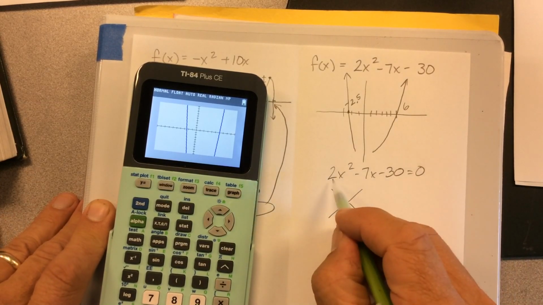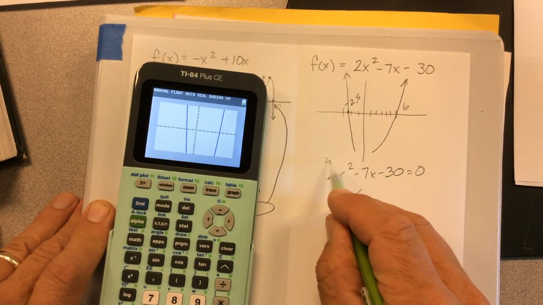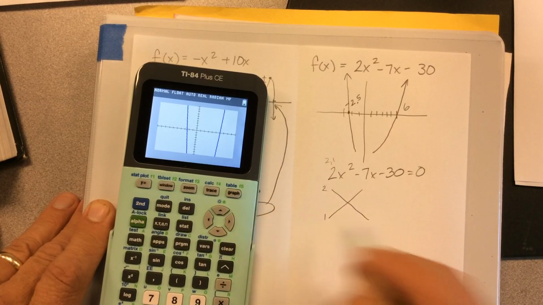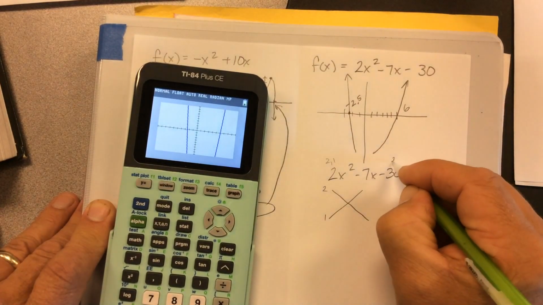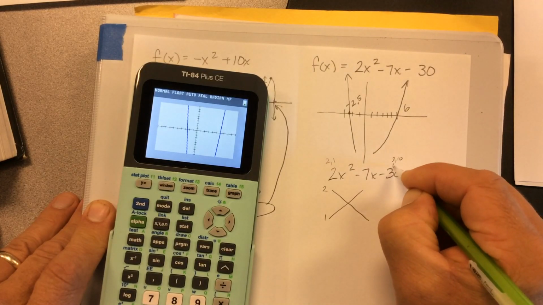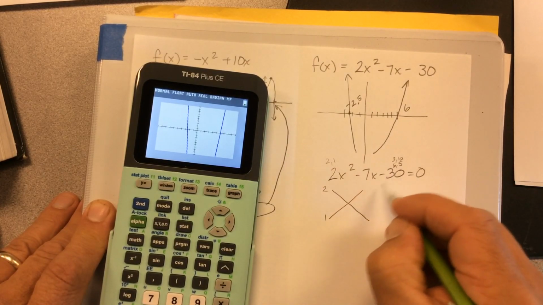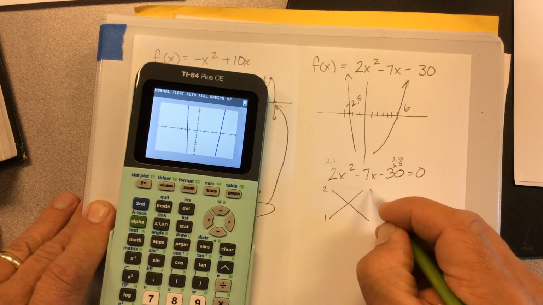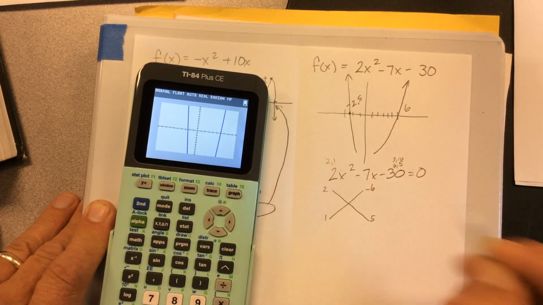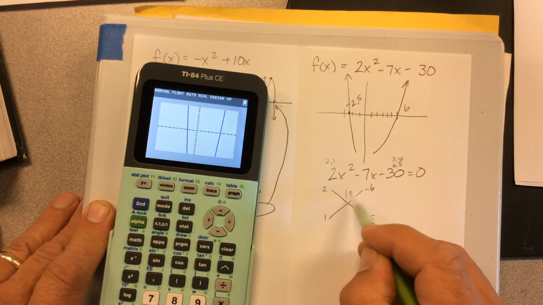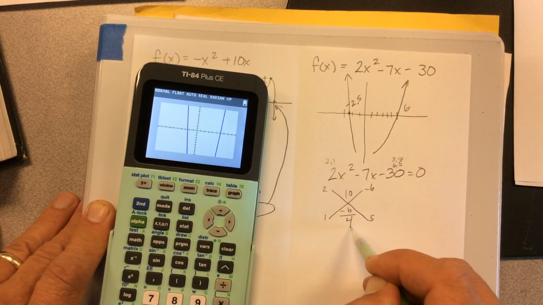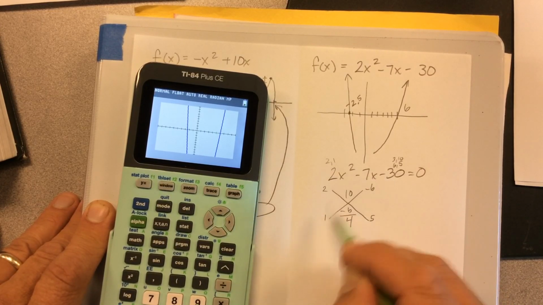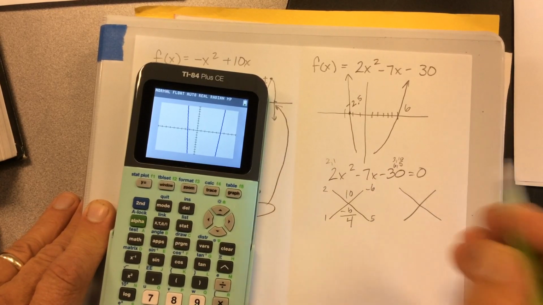So, factors of 2 have to be 2 and 1. So I'll put a 2 there and a 1 there. Factors of negative 30, usually they're close to each other. Could use 3 and 10. We could use 1 and 30. It's probably 6 and 5, though. So one of them being negative because it's negative 30. So I'll try negative 6 and positive 5. Those two give me 10. Those two give me negative 6. That's positive 4. That's not my middle term. This was wrong. Let's try it again.